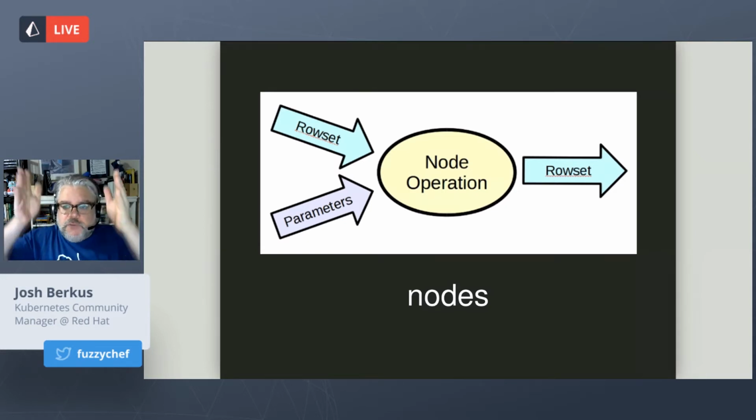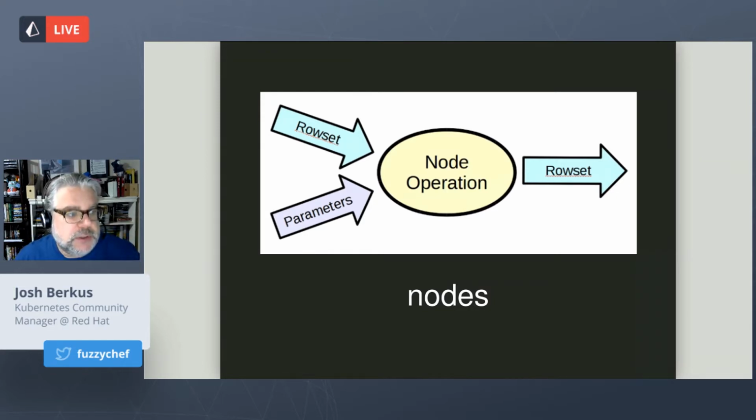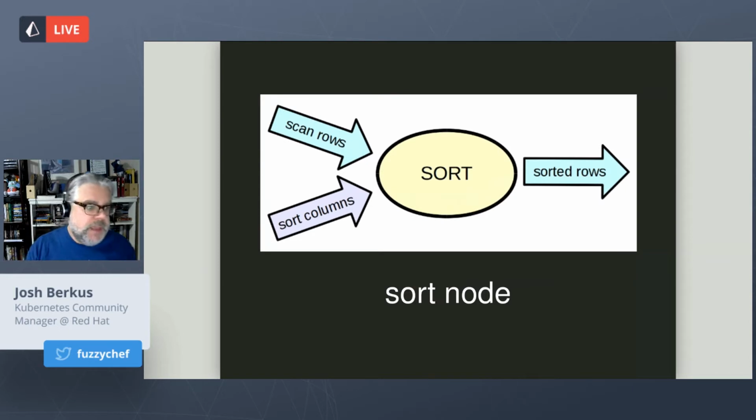Which is for each node, you have a set of rows going into the node from the database, a set of parameters that were supplied by your query, either directly or by implication, and then you will have a row set coming out of it. So for example, if you're on a sort node, which does what it says on the tin, what you're going to have coming in here is the rows from retrieving data from a table, the sort columns that you have given the query, and the output will be sorted rows.